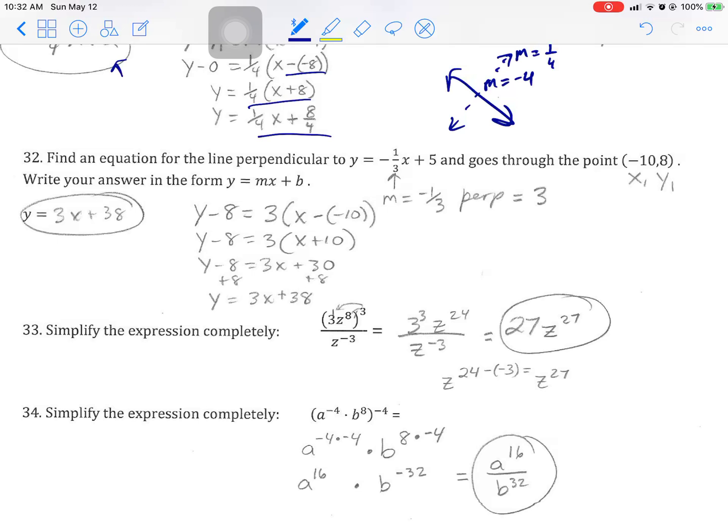Let's see, yeah, so this slope is a -1/3. If we want something to be perpendicular, we need a slope of 3. So we're going to put that in with this point into our point slope, and that's what we get for that one.